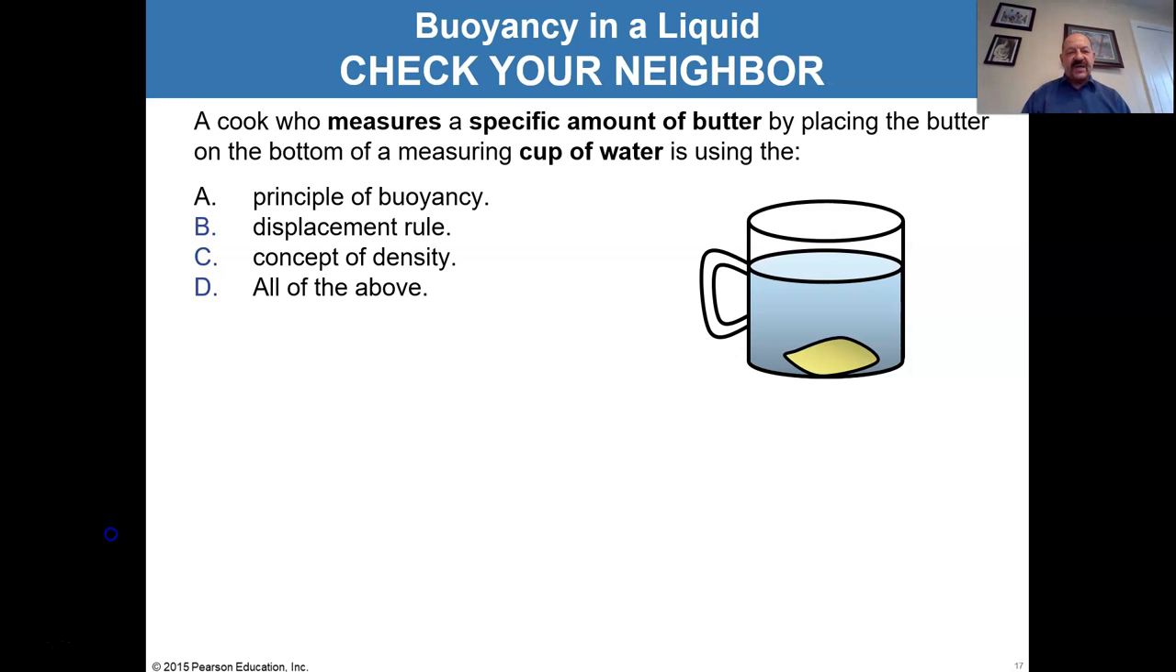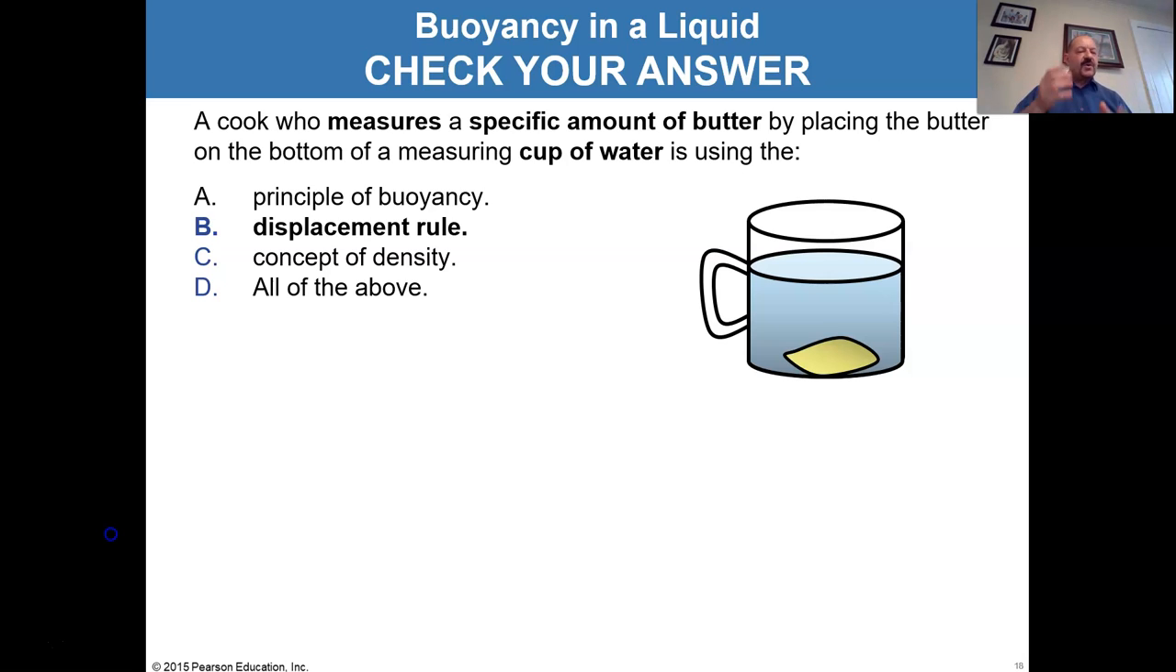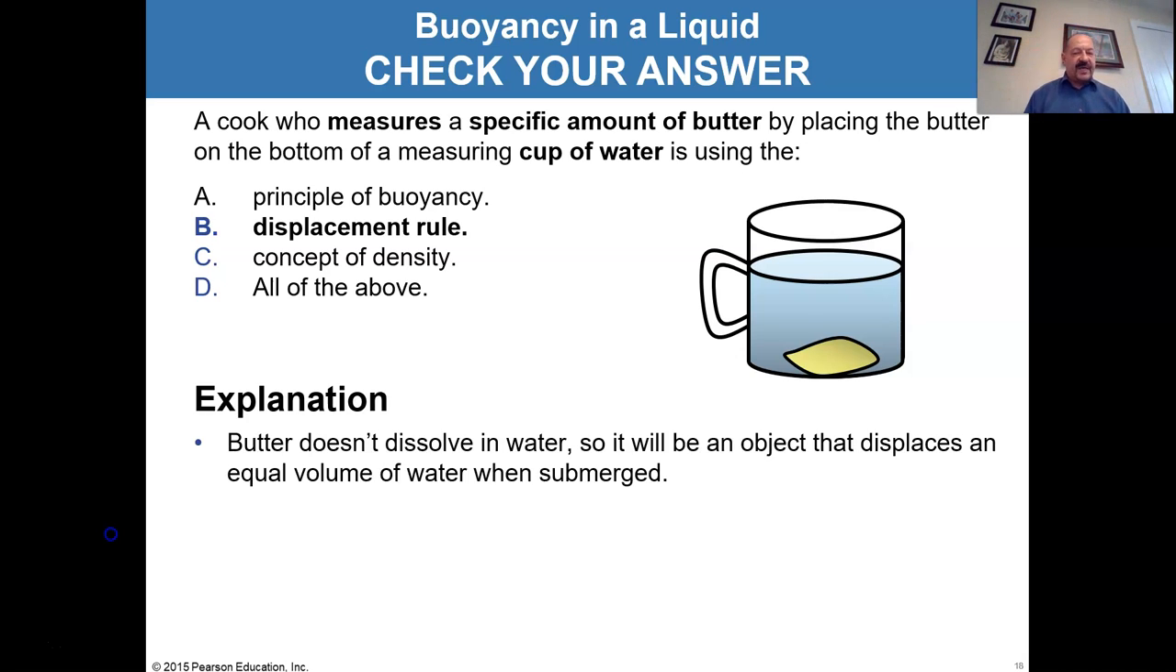Well, yes, it involves concepts from all of these, but it's really the displacement rule. You're putting an object that's in the bottom in water, it raises the water up. You're displacing the water level from one level to another. It's simple displacement. So you have a new volume level that's been displaced by the volume of the butter.